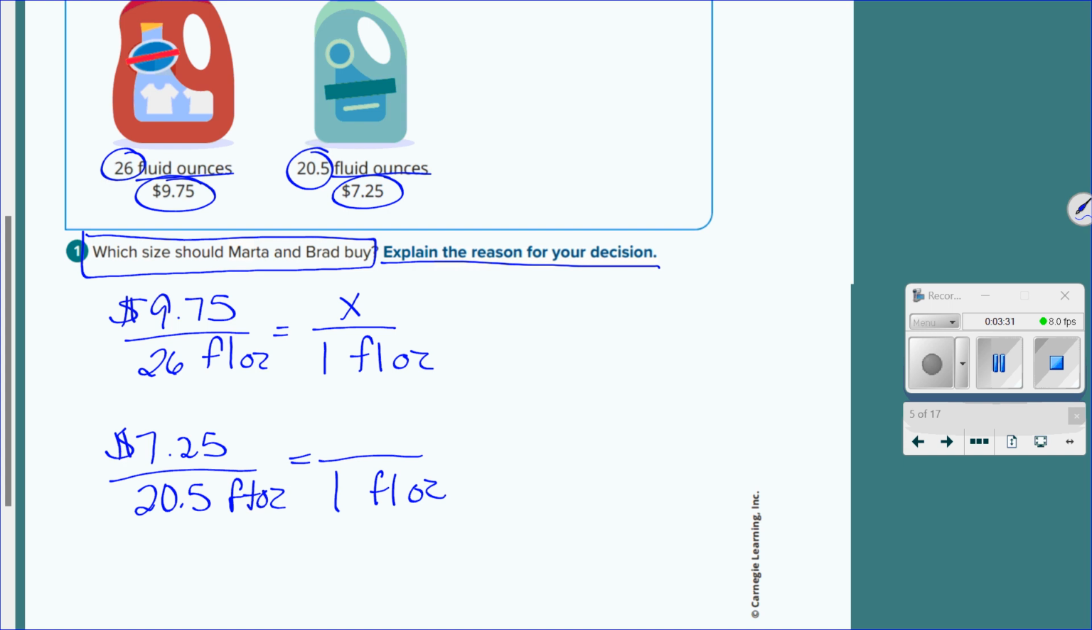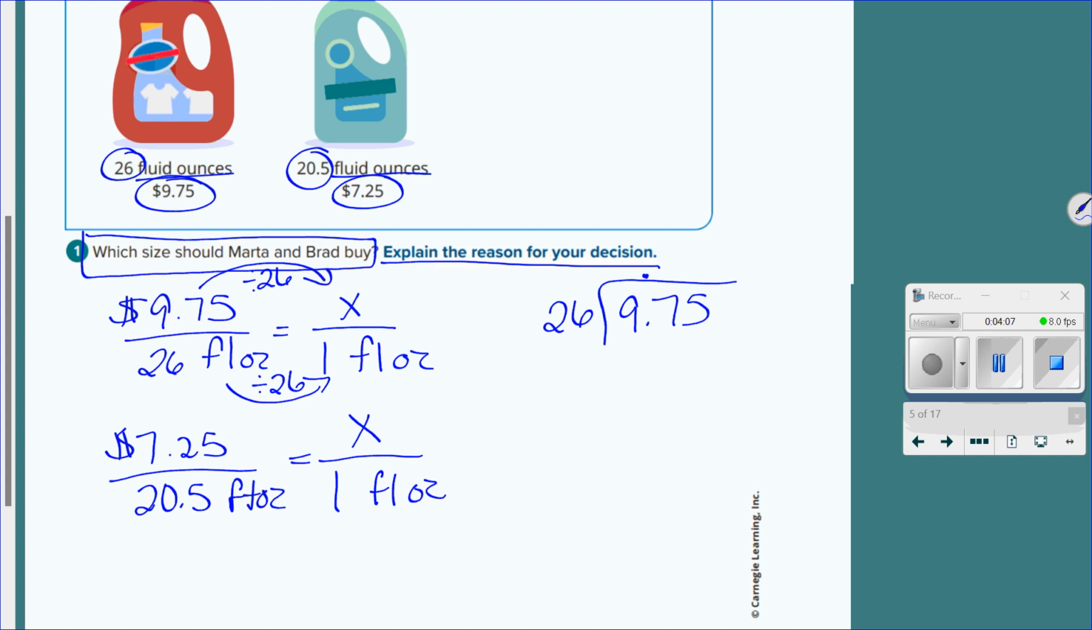Now, can we finish the problem? You should be able to. I'm going to give you 2 more minutes. So if I'm going from 26 fluid ounces to 1 fluid ounce, what would I do? Divide by 26. So I need to divide the top number by 26. So I have $9.75 divided by 26. I don't have a decimal outside. So all I need to do is move the inside one up to my answer.